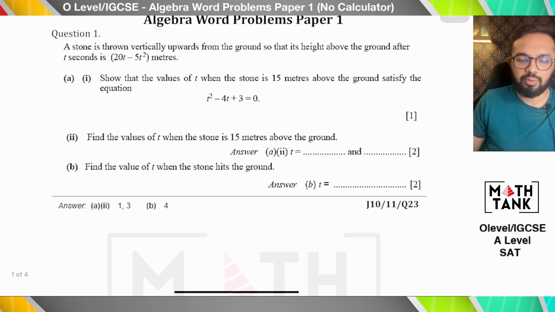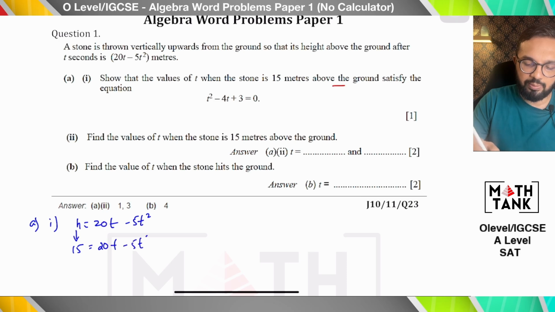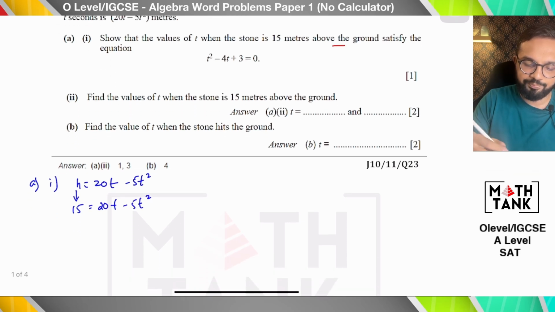It says a stone is thrown vertically upwards from the ground so that its height above the ground after t seconds is this. Show that the values of t when the stone is 15 meters above the ground satisfy the given equation. So if that is the expression for the height, can I say that h equals 20t minus 5t square, and then it's telling you that this is basically 15. And I want to show you that this simplifies to the expression given in the question.